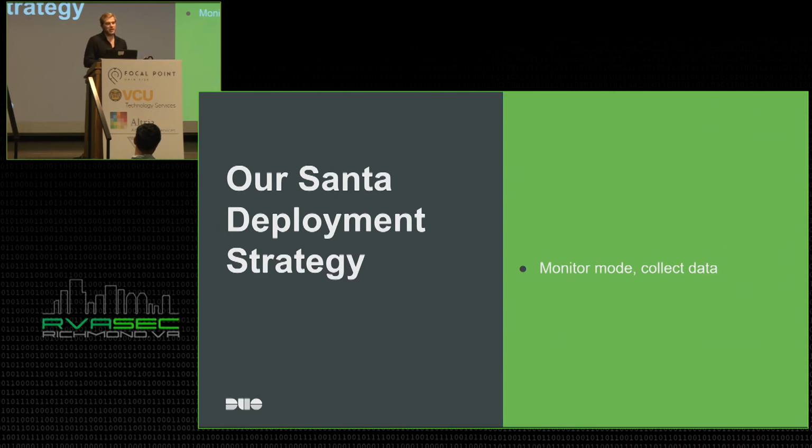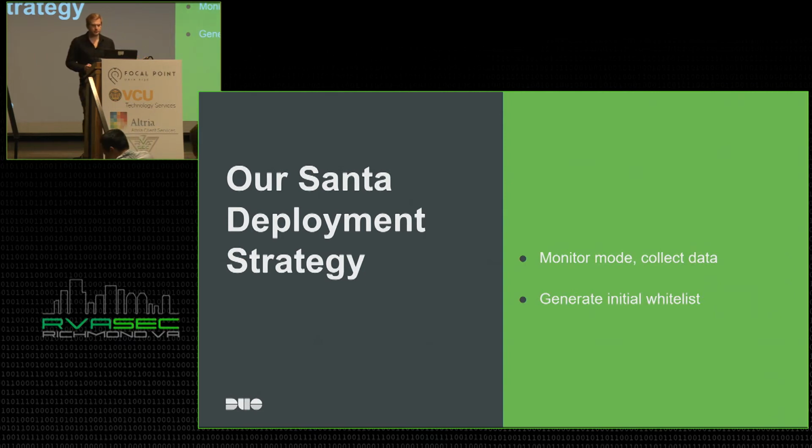So we collected this data for about 4 weeks to get an idea of what was running on our fleet, deduped it, found the most common certificates and binaries that were running, and then we used that to generate an initial whitelist for our fleet. So we spent about a week doing this. We found common signers and binaries and then thought about what we were actually whitelisting, whether it should be whitelisted, ran all that against threat intelligence, made sure it was all good.